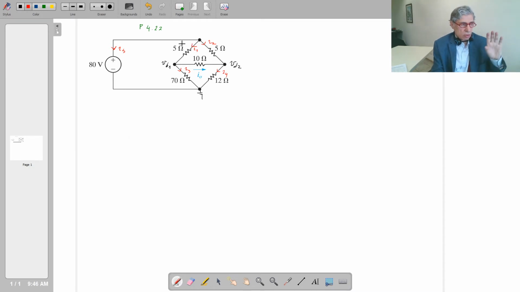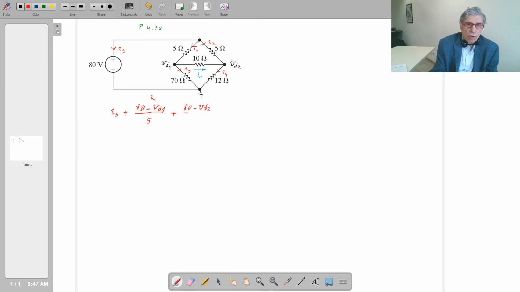So I'm going to directly write the node voltage equations. For this node, it's going to be coming out of the node, IS, and this current here, the sign is going to be plus (80 minus VD1) over 5 ohm. This is this current, I1. And I2 is coming out of the node again, plus (80 minus VD2) over 5, the voltage of this resistor over 5, is this I2 current, equal to 0.